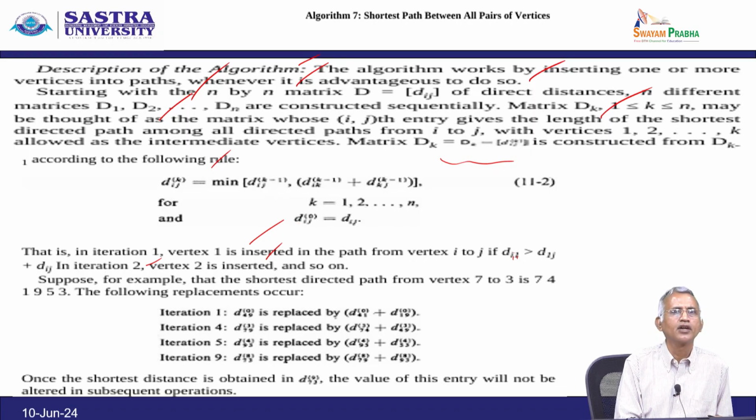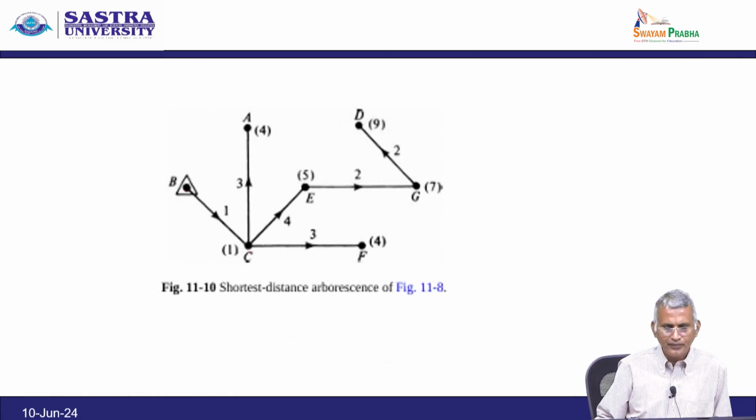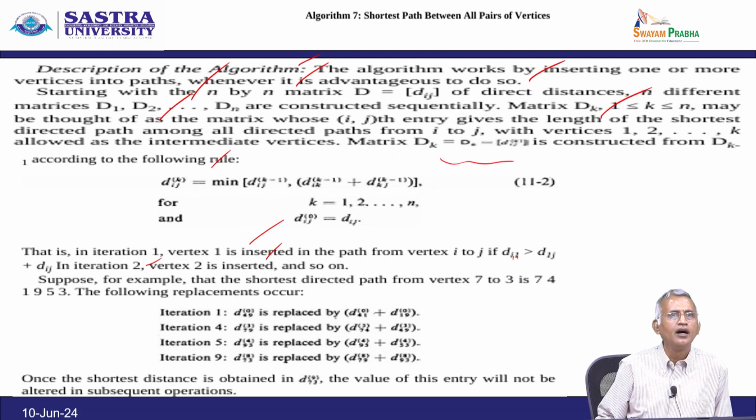For example, the shortest directed path from 7 to 3 is 7, 4, 1, 9, 5, 3, as in this figure, and the following replacements occur. In iteration 1, D49 is replaced by D41 plus D19, and like that you go through iteration 4, iteration 5, iteration 9. Therefore, the shortest distance is obtained. The value of this entry will not be altered in subsequent operations.